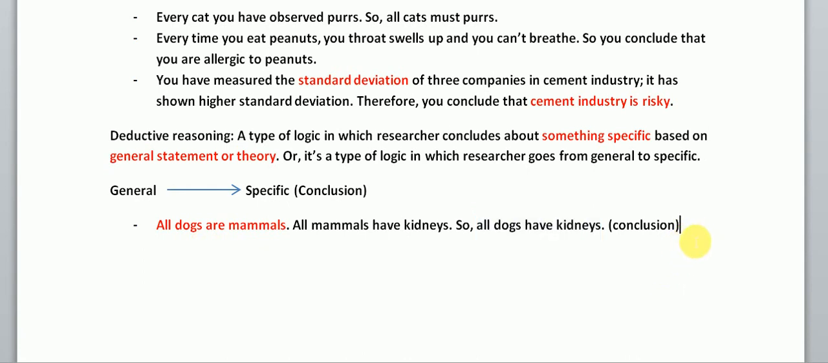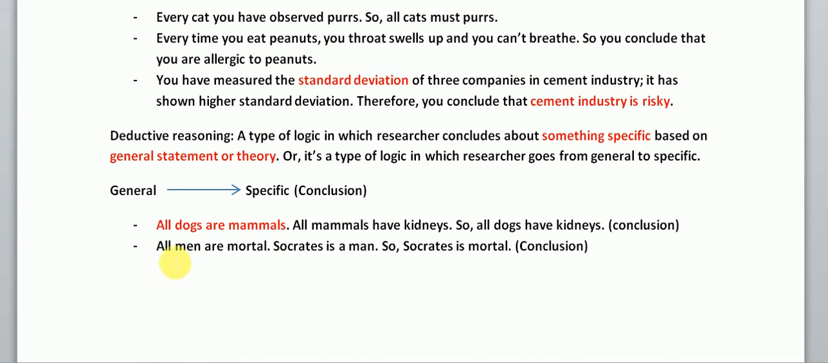Another example. All men are mortal. This is a general statement, a general theory. And then we have: Socrates is a man. And then we conclude that Socrates is mortal. So this is our specific conclusion.